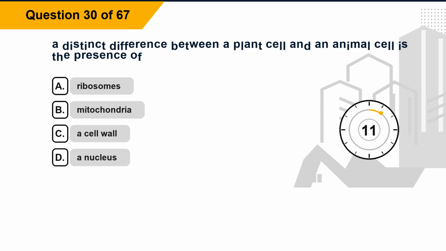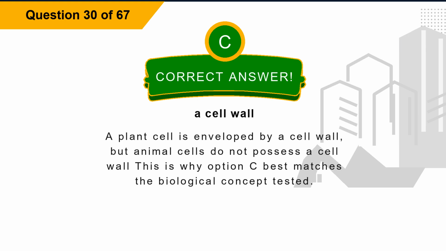Question 30. A distinct difference between a plant cell and an animal cell is the presence of Option A, ribosomes. Option B, mitochondria. Option C, a cell wall. Option D, a nucleus. The correct answer is option C, a cell wall. Explanation. A plant cell is enveloped by a cell wall, but animal cells do not possess a cell wall. This is why option C best matches the biological concept tested.